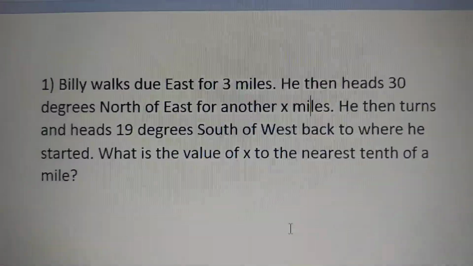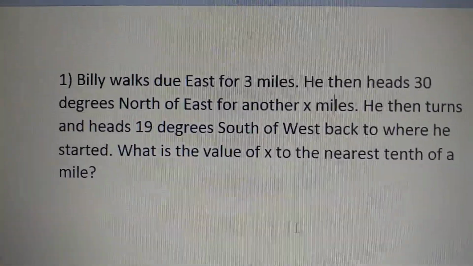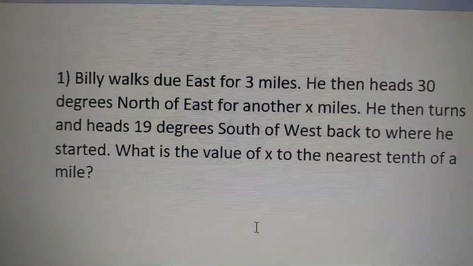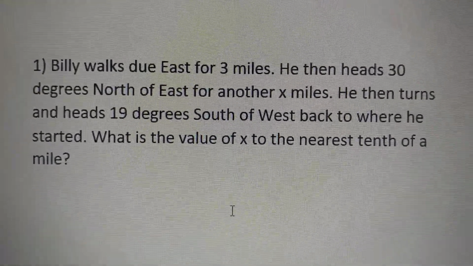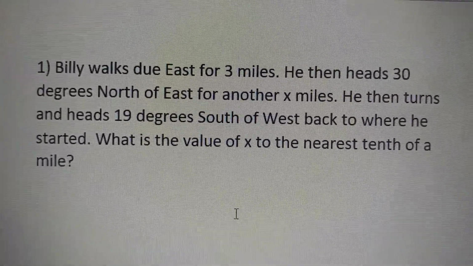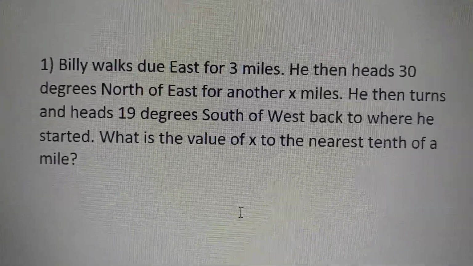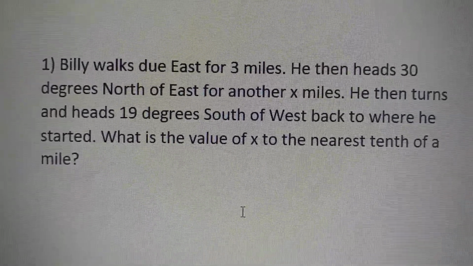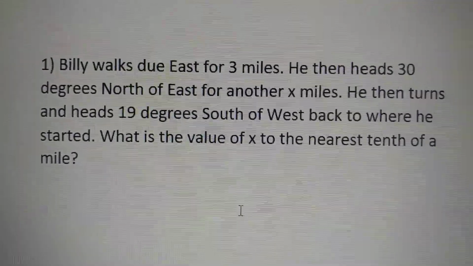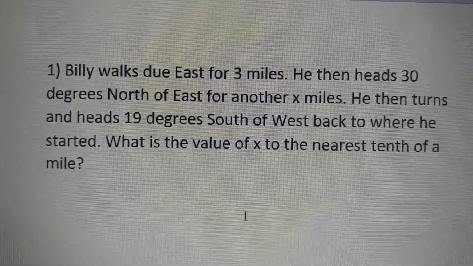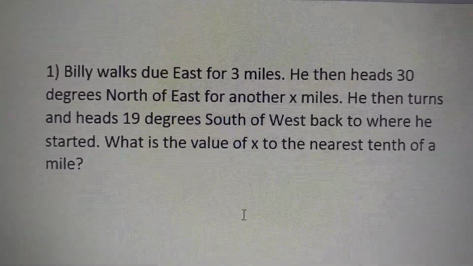We're talking about law of sines and cosines with word problems. So here we're going to look at number 1 from the review that I've posted up again. It says Billy walks due east for 3 miles. Then he heads 30 degrees north of east for another X miles. He then turns and heads 19 degrees south of west back to where he started. What is the value of X to the nearest tenth?